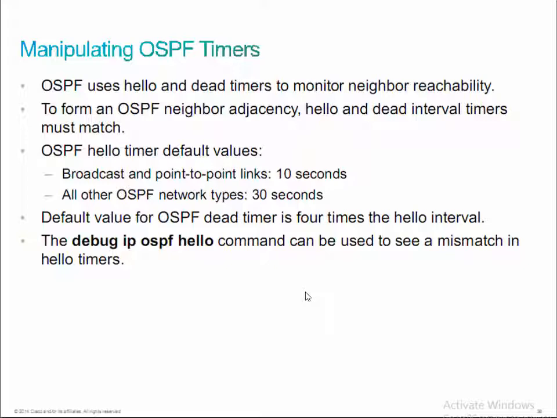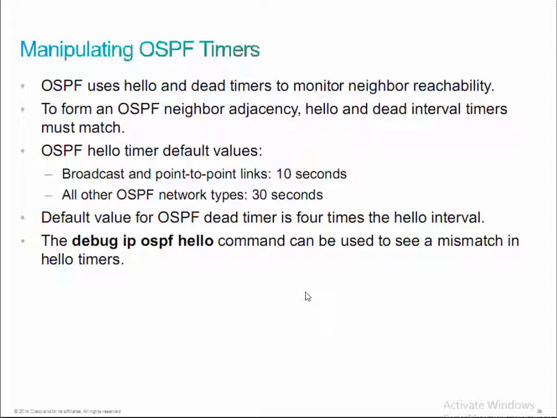These timers absolutely have to match in order for us to form an adjacency. So it's a little bit of a domino effect, right? Especially if I'm dealing with special types of networks, if for some reason one side is set to point-to-point, the other side is set to non-broadcast, the timers are not going to match. And I can either change the network type or I can go in and manually configure the timers so that they match. Timers are not negotiated, though. All right? Definitely not negotiated.